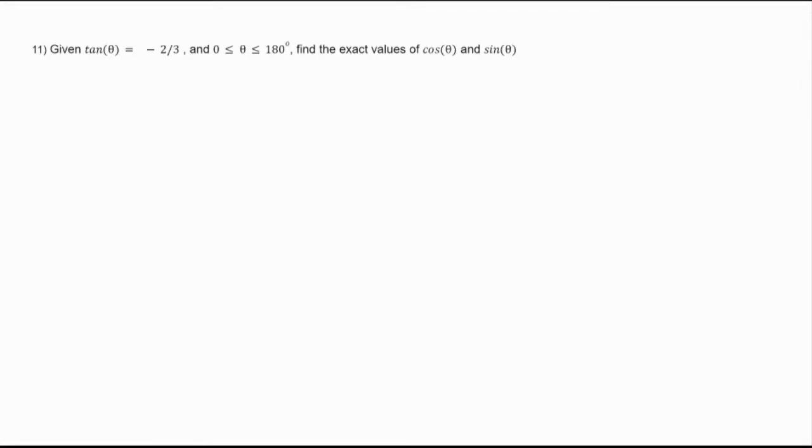Here we are asked to solve for cosine and sine of theta, given that tangent of theta is equal to negative 2/3, and we know that the angle is between 0 and 180.